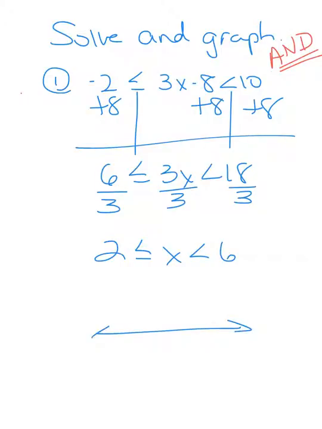Now let's get a little visual on that. Here's 2, 3, 4, 5, 6. So I have a closed circle above 2. 2 could be a solution. And I have an open circle above 6. So anything between 2 and 6, including 2, but not including 6, is a solution to this compound inequality. I like to say this one looks like a barbell when solving it.